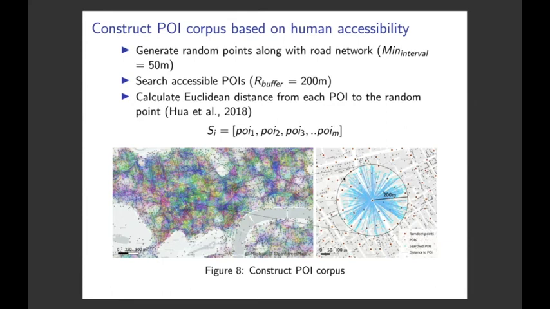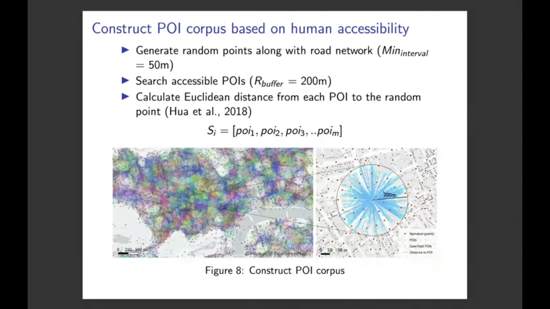The reason why we don't use the POI data points themselves is because it will cost a lot of computation power, and generating random points on the road network will save a lot of computation cost.